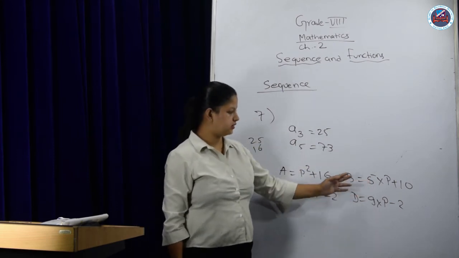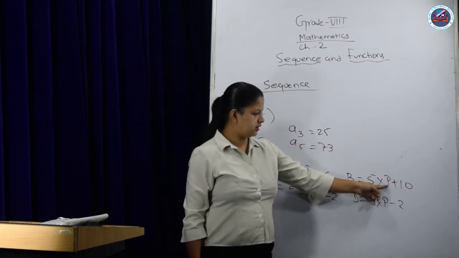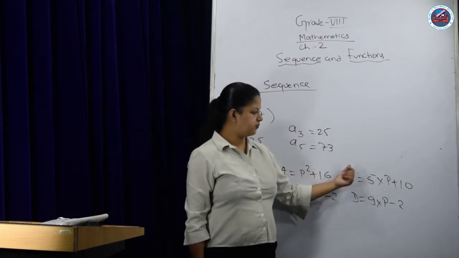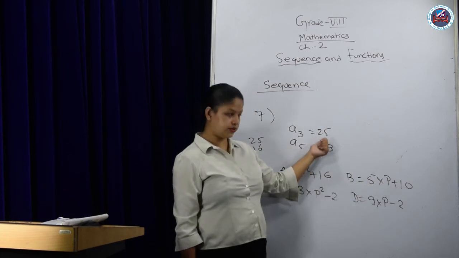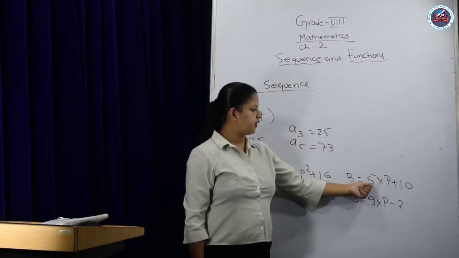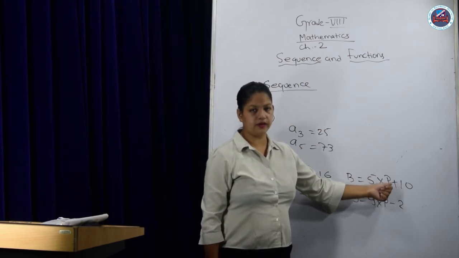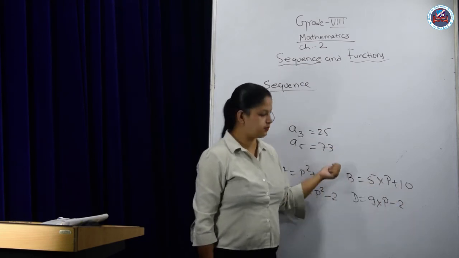Now check the second option. First is 3. 5 into 3 is 15, plus 10 is 25. You are getting it. Second one, 5. 5 into 5 is 25, plus 10 is 35, not 73. No, it is not being followed.